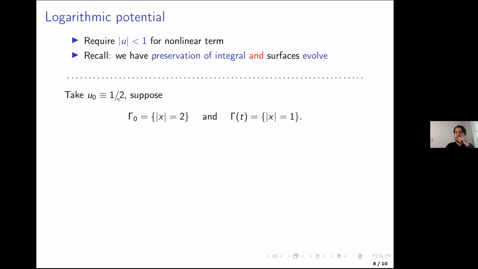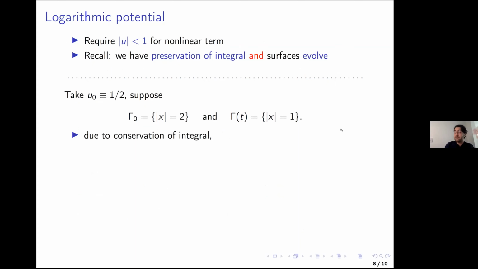Let's suppose we start with some initial condition constant equal to 1/2. Let's suppose our initial surface is a sphere of radius 2. And let's suppose that at some instant time t, our surface is a sphere of radius 1. Right? So now suppose a solution exists, and let's try to use these facts about the solution to see what we can conclude.